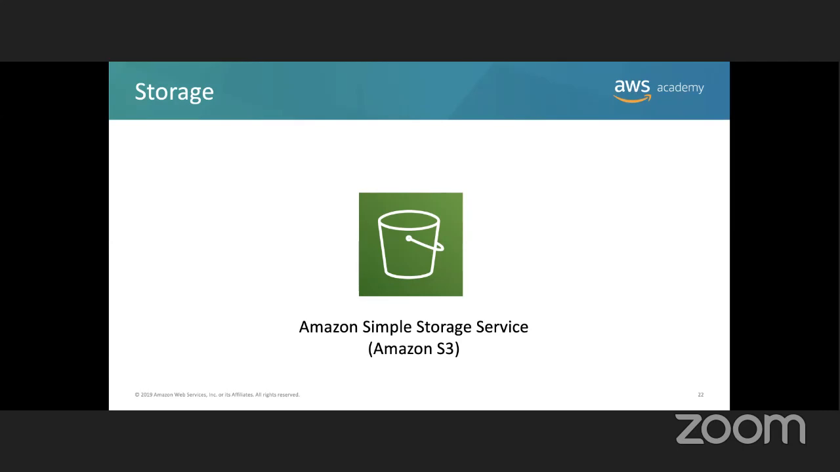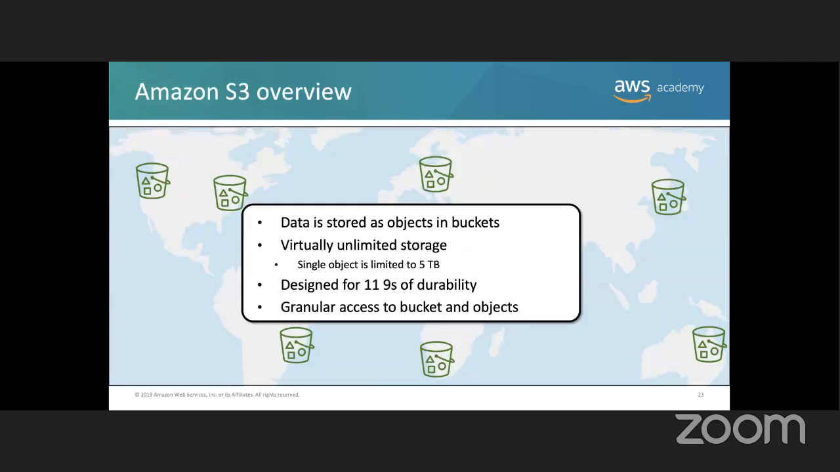In the case of Glacier, which is a storage class of S3, it's a vault. Glacier uses vaults and S3 uses buckets. Don't forget that. A bucket is the container where you're gonna put your objects. Okay. Data is stored as objects in buckets, virtually unlimited.